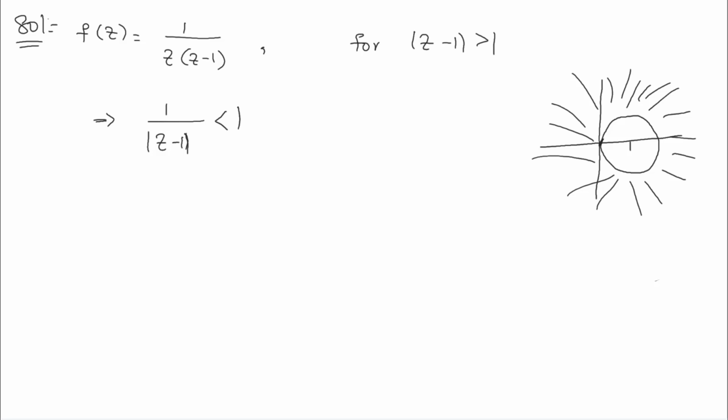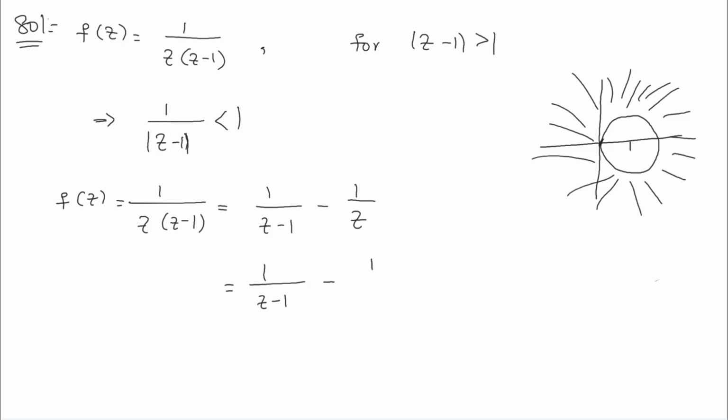So now the function f of z can be written as 1 divided by z times z minus 1, as given. By partial fractions, this can be written as 1 divided by z minus 1 minus 1 divided by z. So this can be written as 1 divided by z minus 1 minus 1 divided by z minus 1 plus 1.